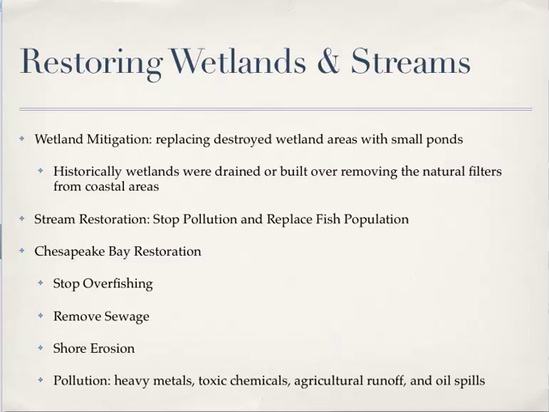An example of a waterway restoration is the Chesapeake Bay restoration. The methods used in the Chesapeake Bay were to stop overfishing, remove sewage, help stop and rebuild from shore erosion, and to remove pollution such as heavy metals, toxic chemicals, agricultural runoff, and oil spills.